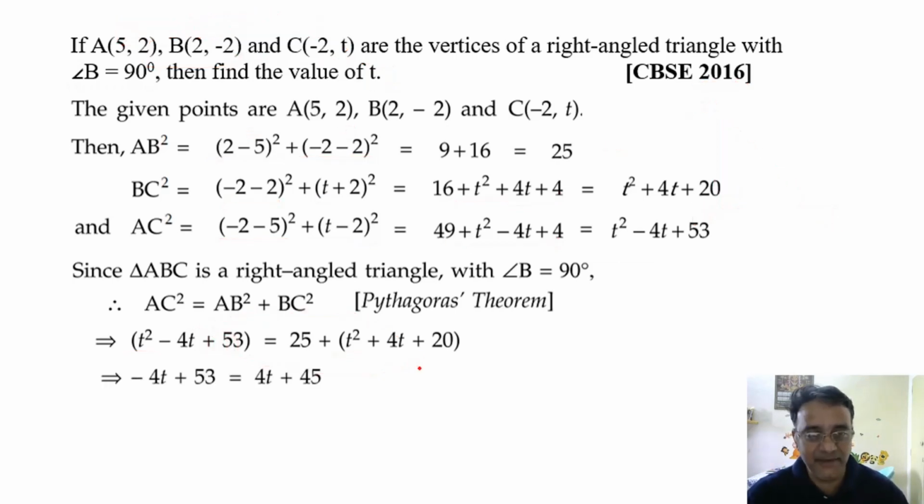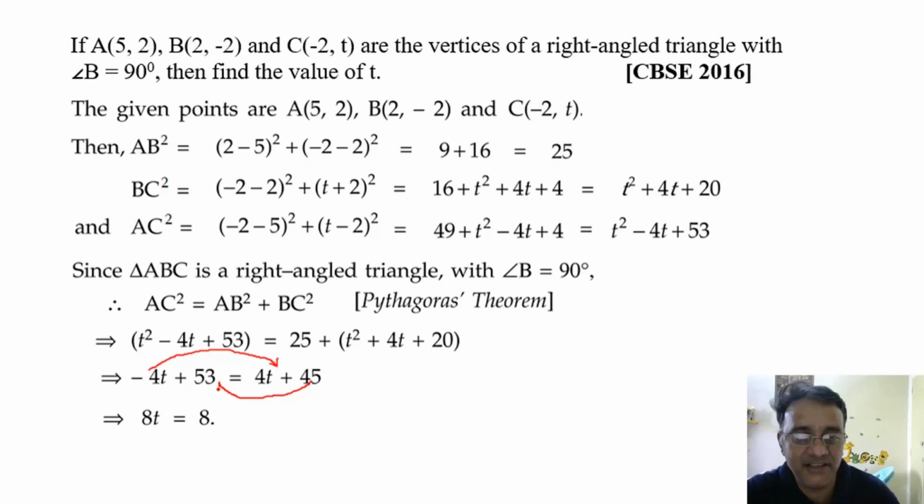We will do it step by step now. First we removed t square. Now shift this to this side and this to this side. We'll get 8t. I'm telling you how we got 8t. Shift minus 4t here, plus 4t, and shift 45 here, minus 45. So 53 minus 45 is 8. So 8t is equal to 8. t is equal to 1. Any doubt in this question?